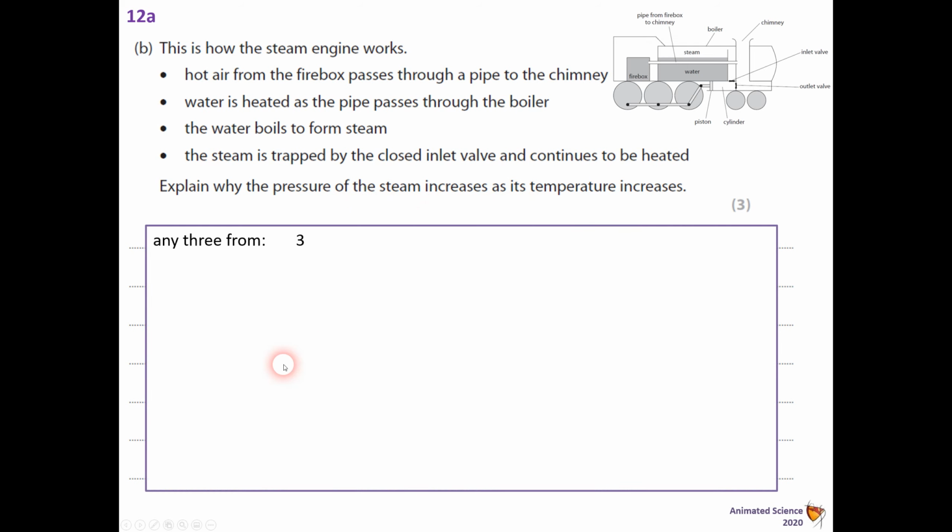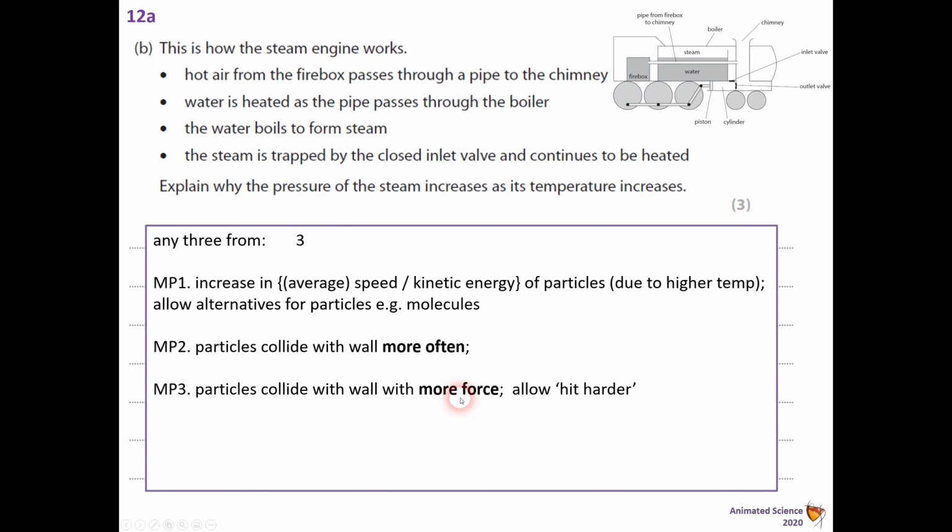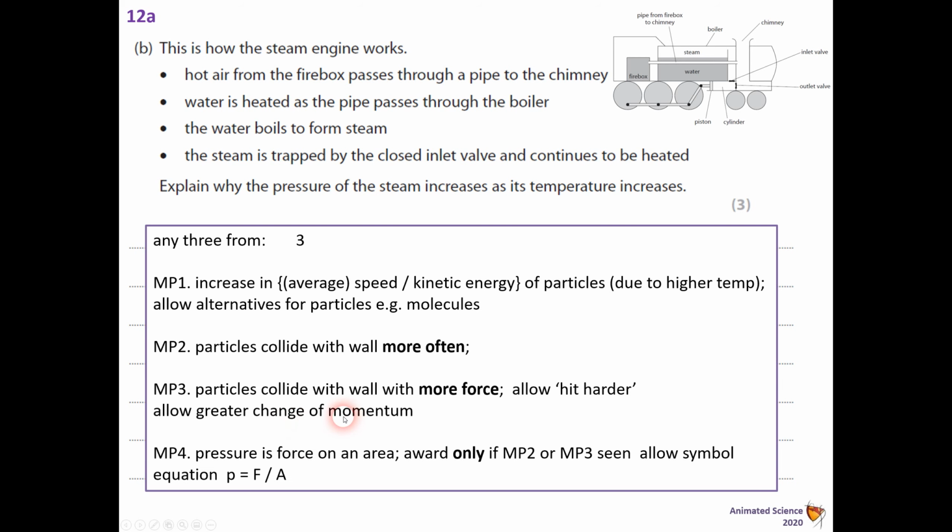So what we're looking for, well, any three from: an increase in the average speed, because all the molecules are travelling at different speeds, but they have an average speed which gives them an average kinetic energy, or the particles, due to higher temperatures, and they'd allow alternatives for particles, like molecules. Marking point 2 then, the particles collide with the wall more often, or more frequently, and then they have more force, so they will hit harder. They'd allow a greater change of momentum instead of force.